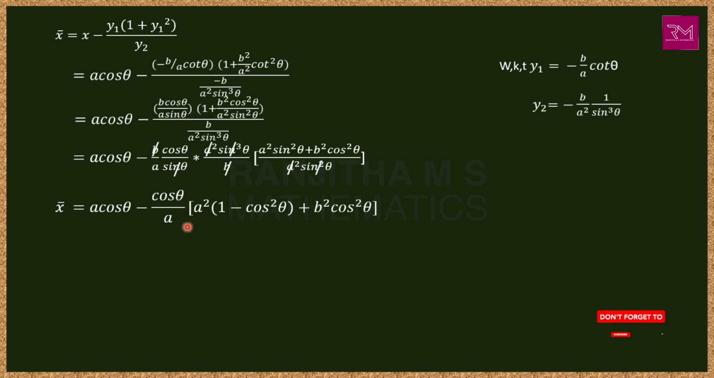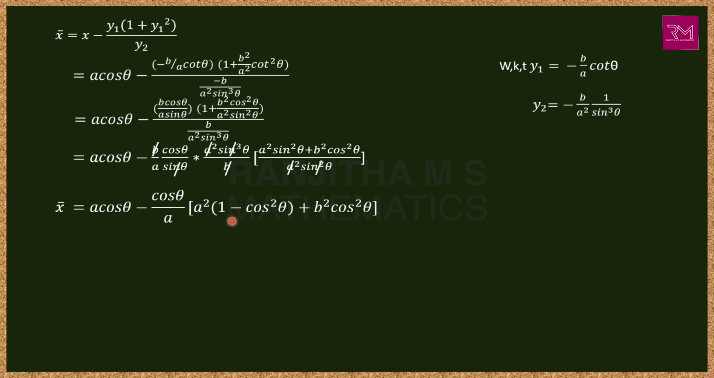a into a square. Here in the bracket we have a² sin² θ plus b² cos² θ. Here we have a into cos θ, all in terms of cos values, but here we have a sin value. So using the trigonometric identity, we can change sin² θ value as 1 minus cos² θ. You know that sin² θ plus cos² θ value is 1. So in the place of sin² θ, we can write it as 1 minus cos² θ plus b² into cos² θ as it is.